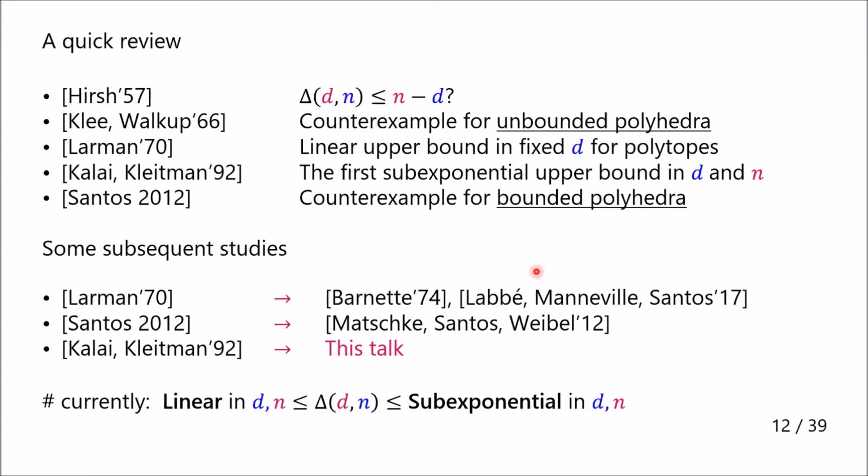And in this talk I would like to look at this sub-exponential upper bound. Here I would like to note that there is a significant gap between the previously known upper and lower bounds on delta d n.